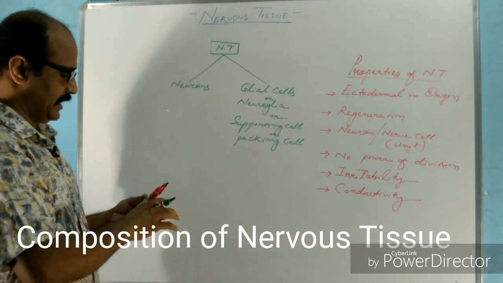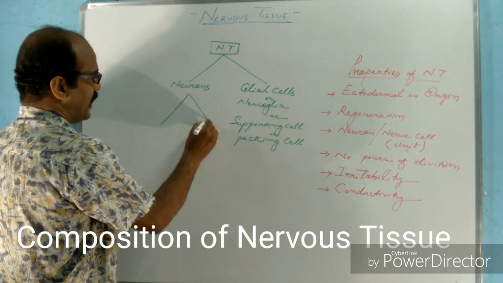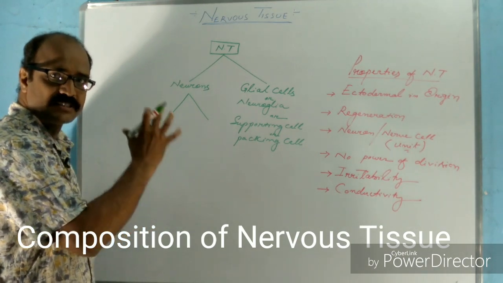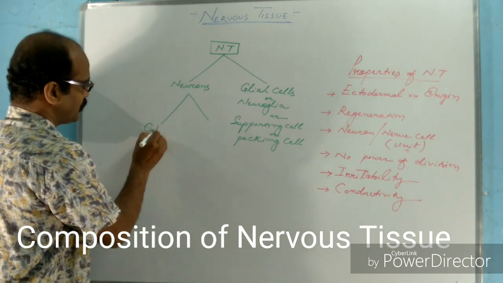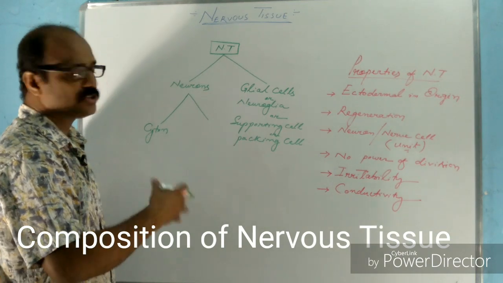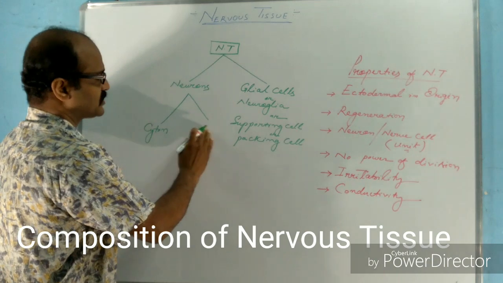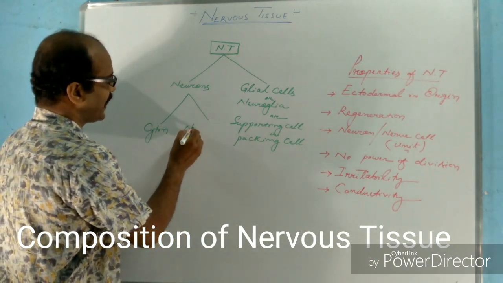Each nerve cell has two parts. One is the nucleated portion where the nucleus and the cytoplasm are present. Such a part is known as the cyton. The nucleated portion of the neuron is the cyton, and the other extensions are present. These extensions or the processes of neurons are known as the neurites.